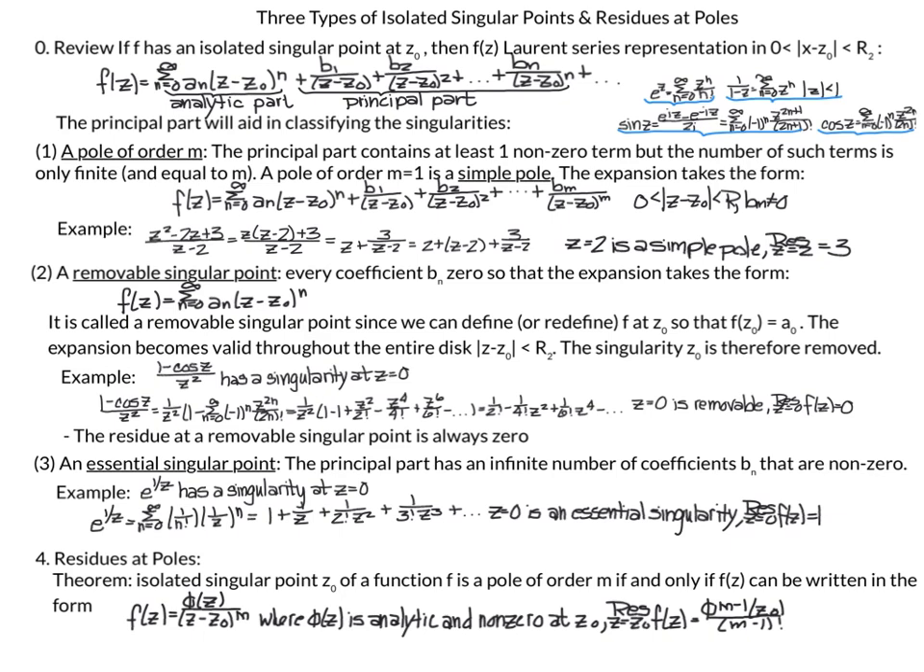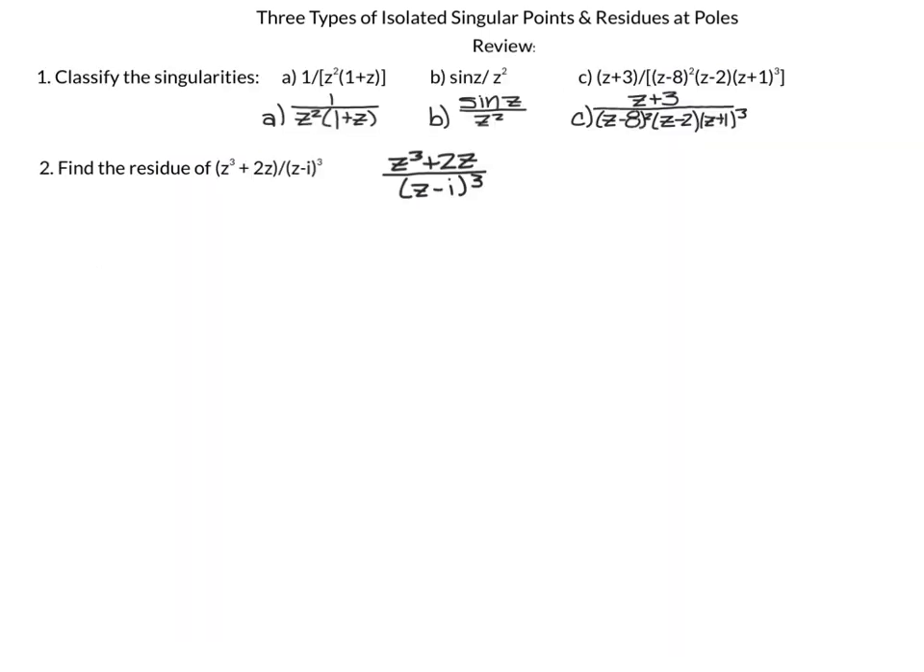The phi of z is analytic and non-zero. For review, I have these 4 problems for you to try. And here I have the problem typed out and then I just wrote it out just because. So there are 4 problems.